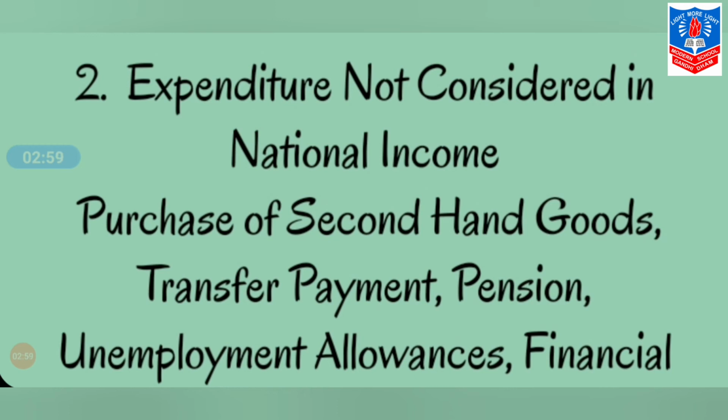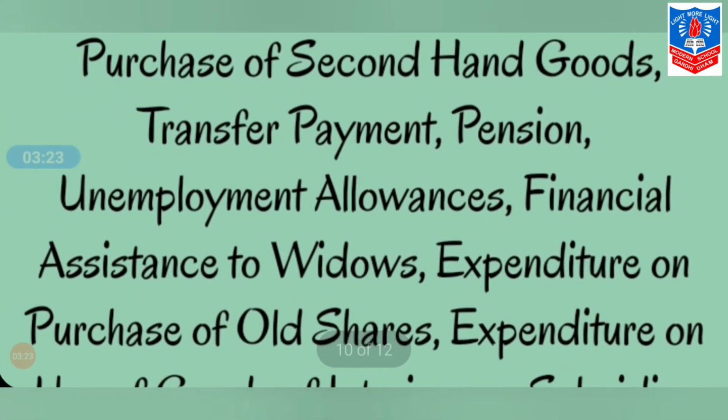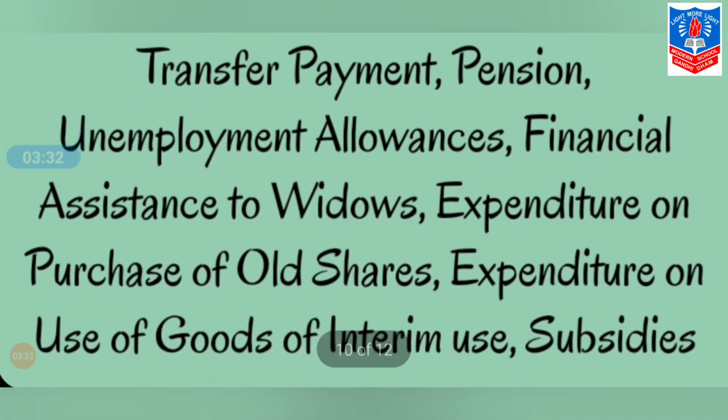Expenditures which are not considered in national income: first, expenditure done on purchasing second-hand goods, transfer expenditure, or we can say transfer payments, pension, unemployment allowances, financial assistance to widows, the expenditure on purchase of old shares, and expenditure on goods of interim use. These are not considered.